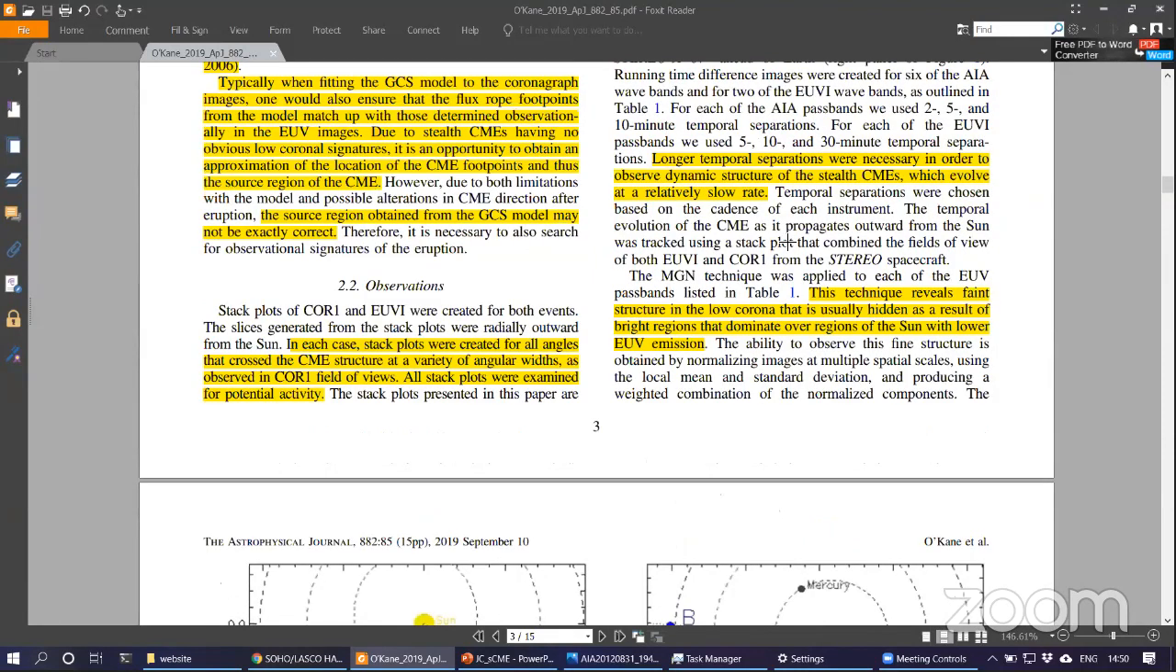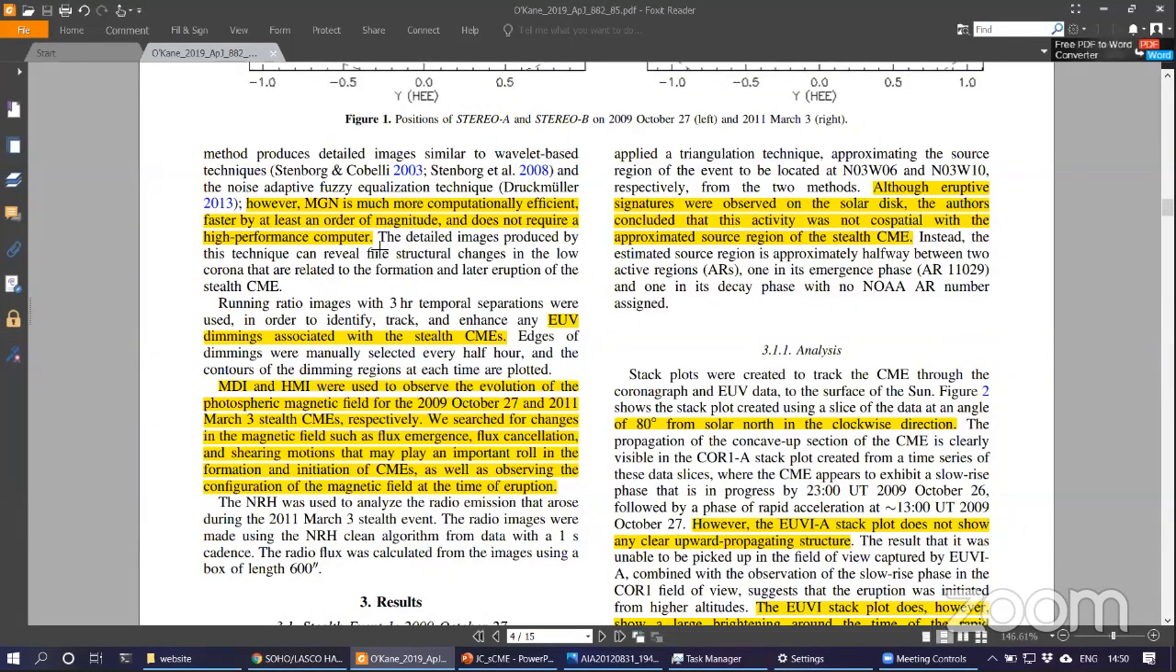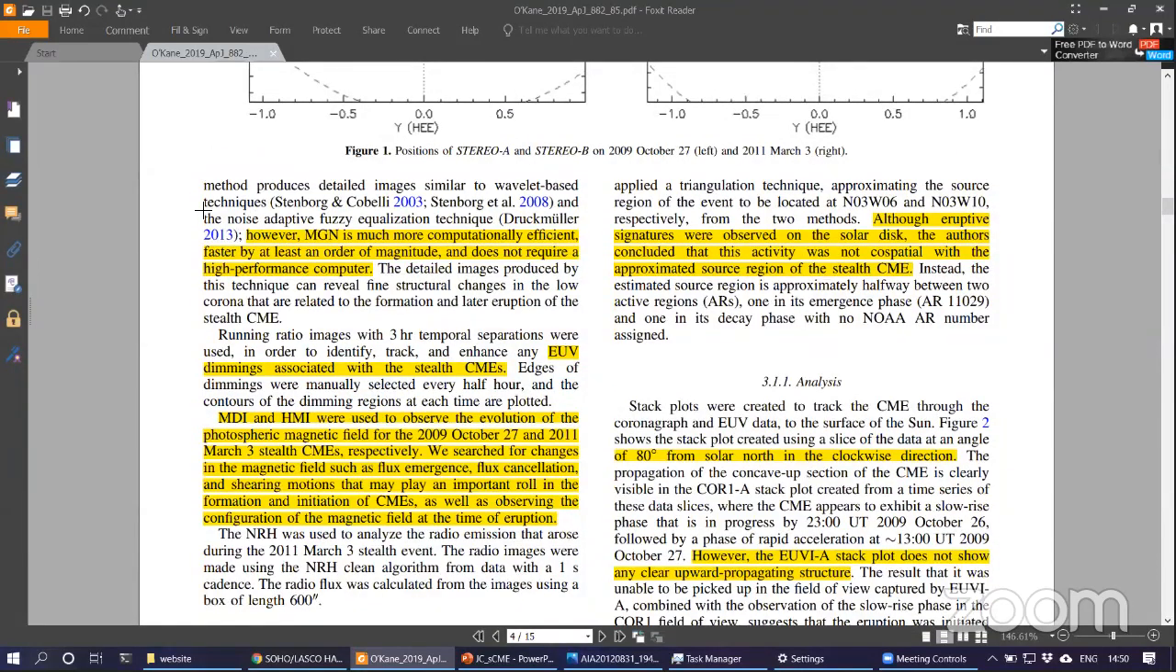Again, they have discussed some other techniques like wavelet based techniques and noise adaptive fuzzy equalization techniques to enhance the UV images. But the MGN technique is computationally effective, the one I showed you the example of, and easy to apply. That's why they went for this technique to enhance the UV images. They have also used a technique called running ratio, for images with 3 hours of separation in UV images, so as to identify any dimmings associated with these CMEs.